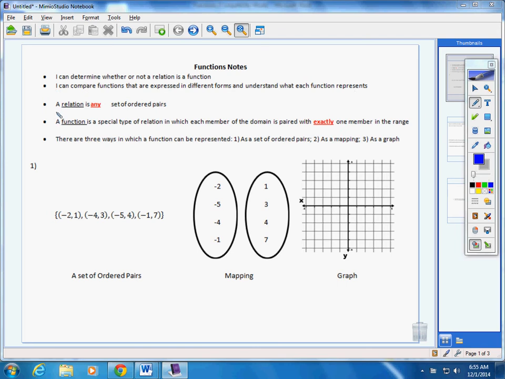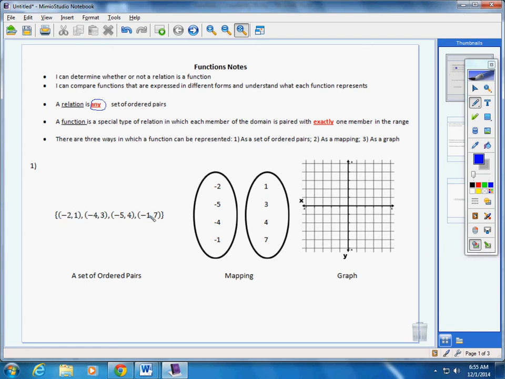Let's start with a couple definitions here. You're filling in the blanks. So, folks, a relation is any set of ordered pairs. If you throw out any number of ordered pairs, if you throw out one ordered pair, like if you look down here, number 1, negative 2, 1, if it's just by itself, that's a relation, because you could say that's a set.